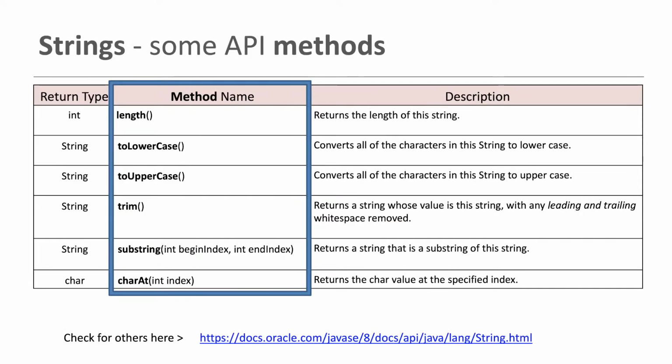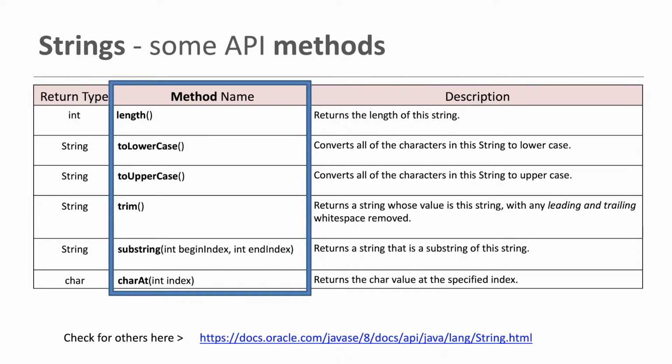So string methods. This table effectively is a summary of what you've just seen, with the more important ones being the ones you use more regularly. So we have length, which returns the length of a string. toLowerCase converts a particular string to lowercase. Likewise for toUpperCase. trim removes the leading and trailing white spaces before and after a string. substring returns a string that is a substring of the one you're working on. And charAt, we just looked at, returns the character value at a specified index. So these are the most common ones.